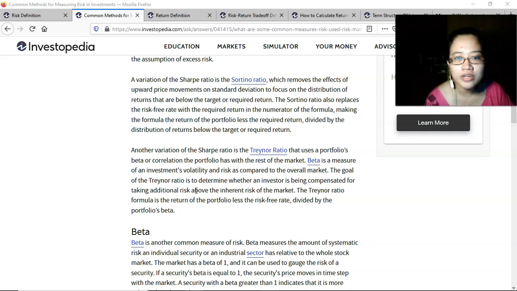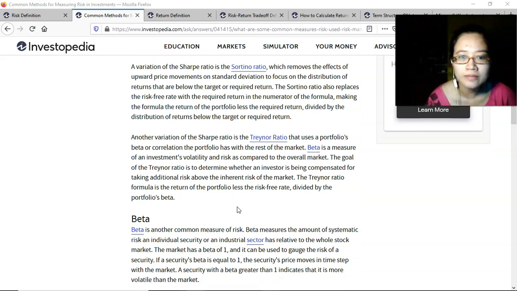The goal of the Treynor ratio is to determine whether an investor is being compensated for taking additional risk above the inherent risk of the market. The Treynor ratio formula is the return of the portfolio less the risk-free rate, divided by the portfolio's beta. Okay.